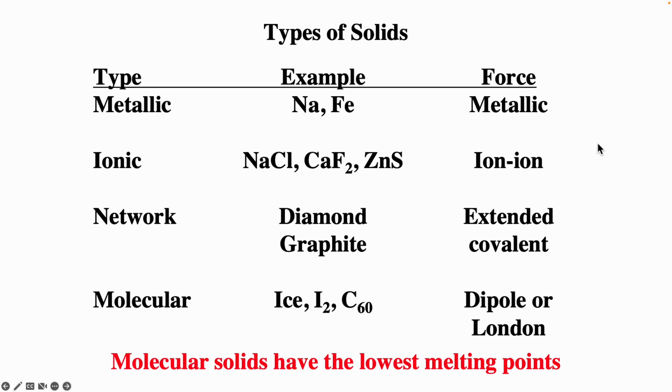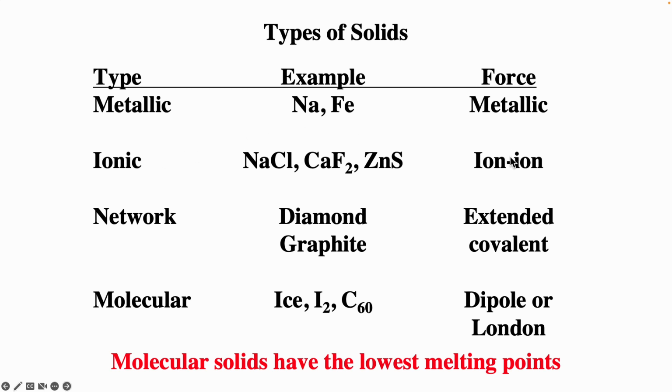But it's kind of cool. By understanding the forces that keep the particles together, we can actually understand the properties of the different types of solids. So metallic, you have positive ions and conduction electrons, which leads to it being malleable, ductile, having luster.